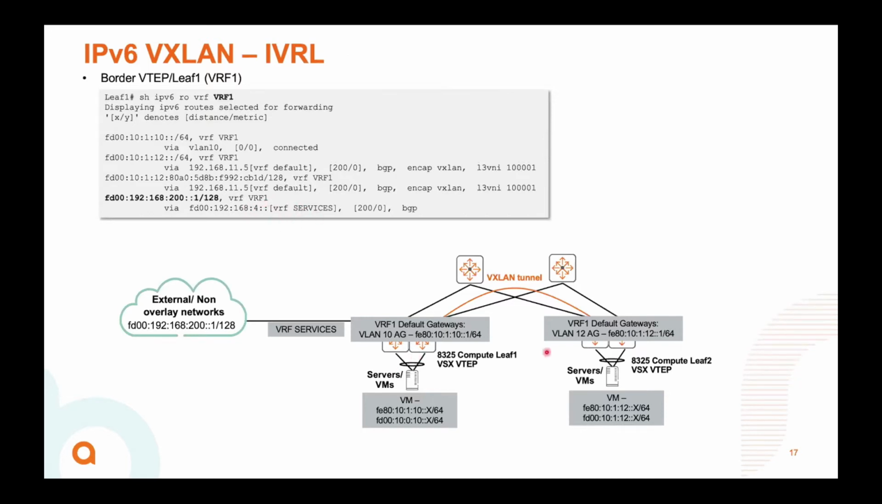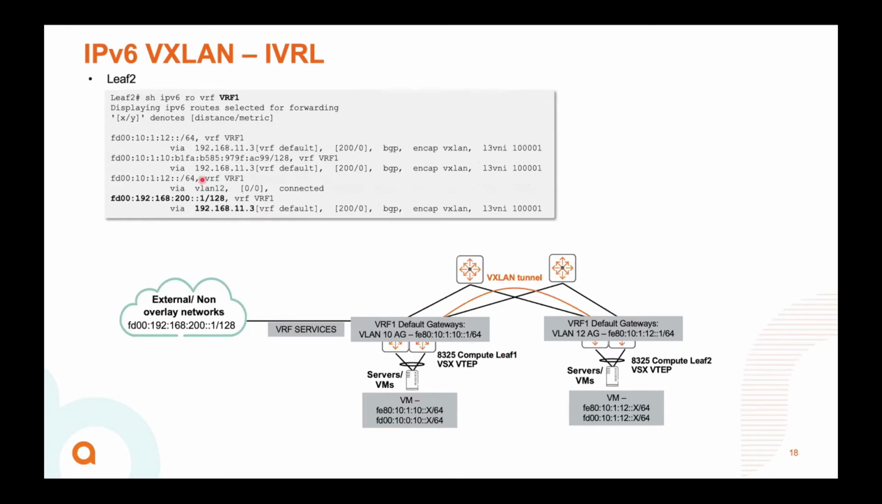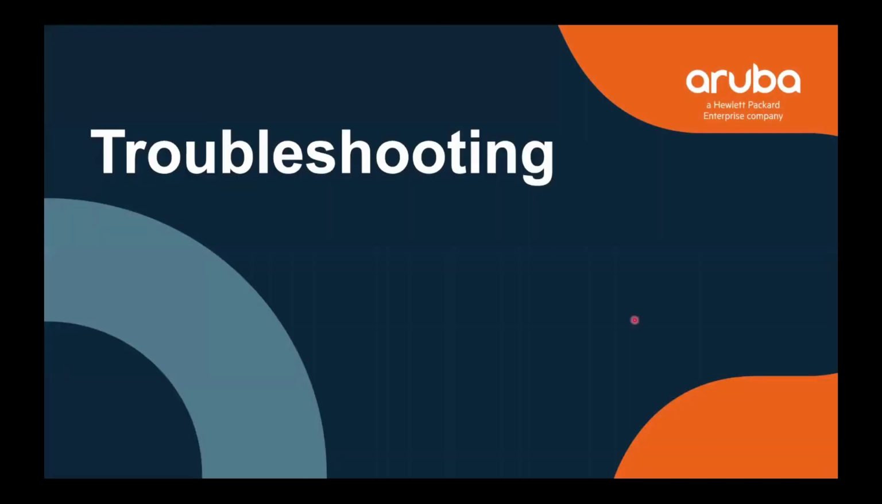That's leaf 1. If you go to leaf 2, you can see here this remote route has a next hop of 11.3, this VTEP next hop, via VRF1. So we have shown that this is how leaking is confirmed. IVRL is confirmed. Troubleshooting, hand over back to Kishore.